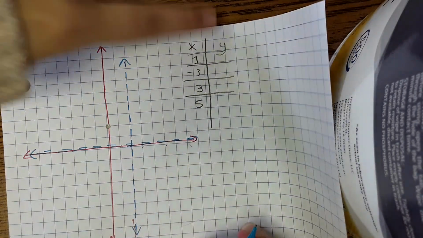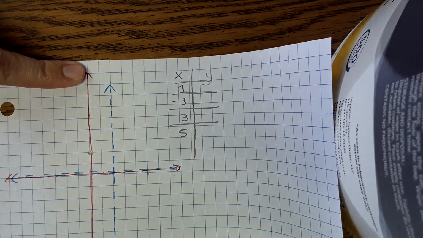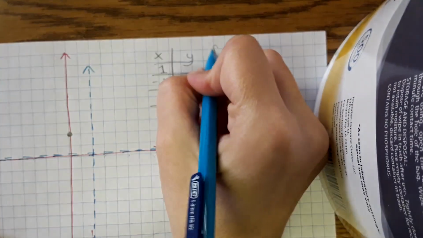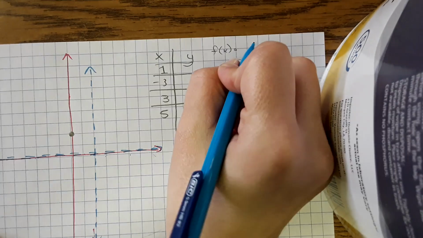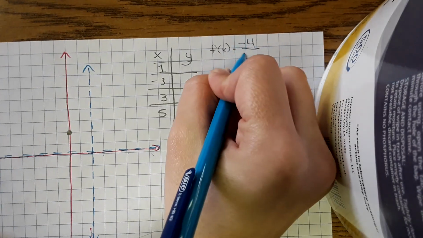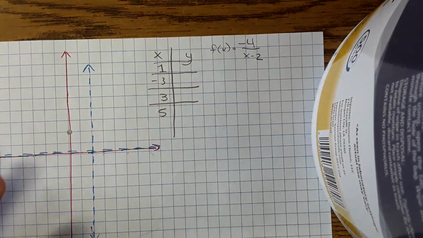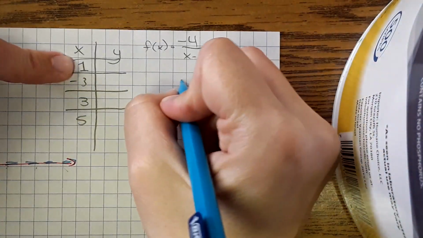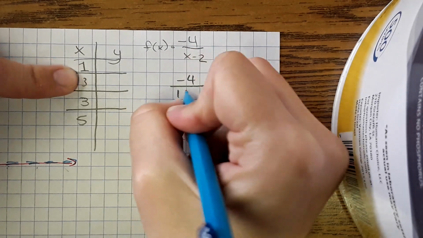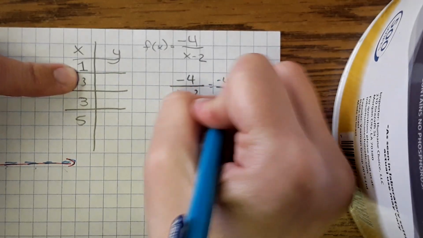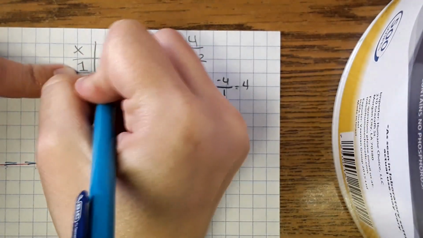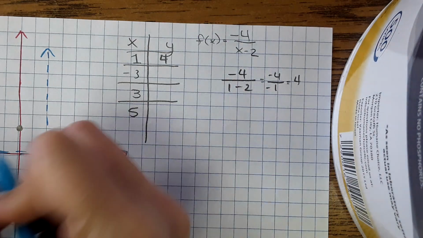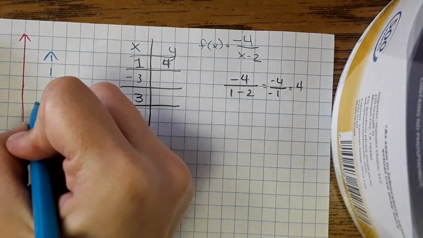So there are the x values that I want. I want to know where the y value is, and the way we do that is we take the equation and plug it in. The equation they gave us was f of x equals -4 over x minus 2. So I'm going to plug these values in. So I get a 4. So 1, 1, 2, 3, 4. Cool.